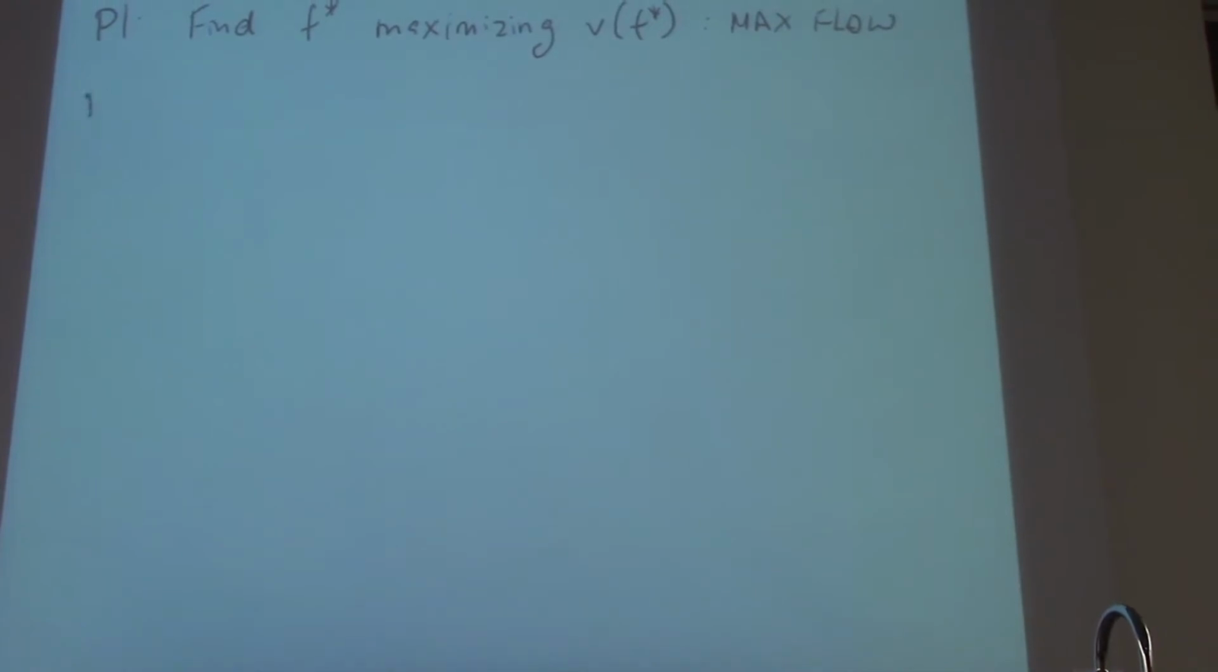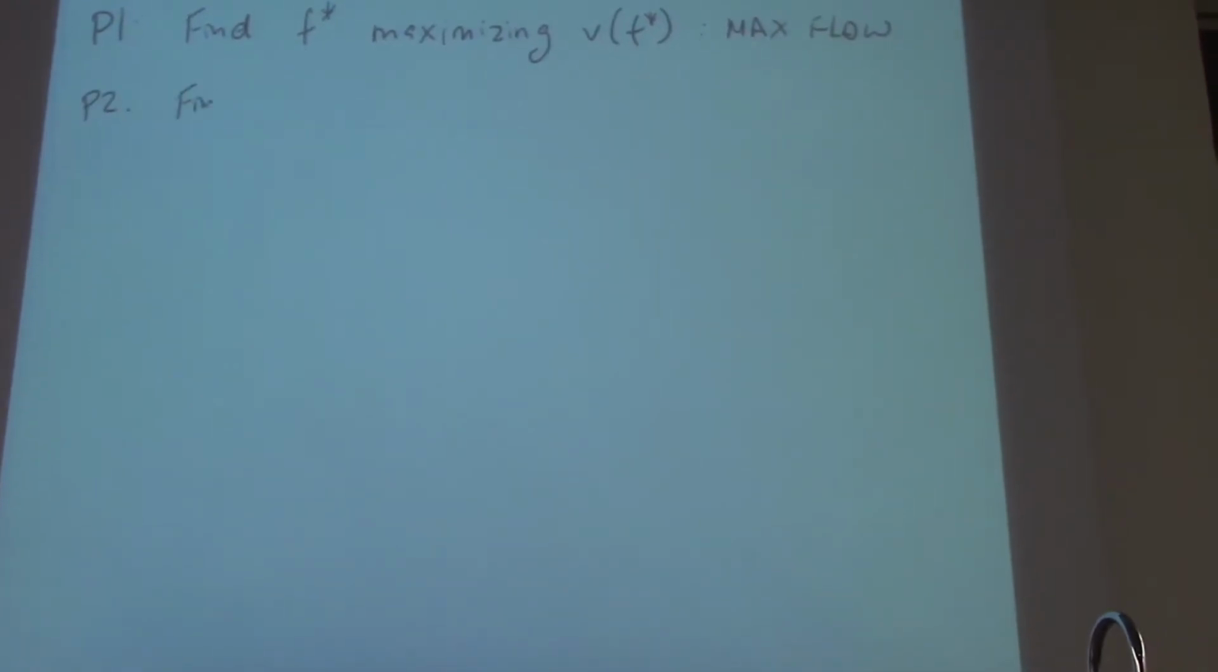We also had a separate problem, which was to find A comma B, where S belongs to A and T belongs to B, which we call an ST cut, such that the capacity is minimized. And of course, the main result is that finding the maximum flow in a graph is equivalent to looking at a structural feature of the graph, namely a cut that has the smallest bottleneck.